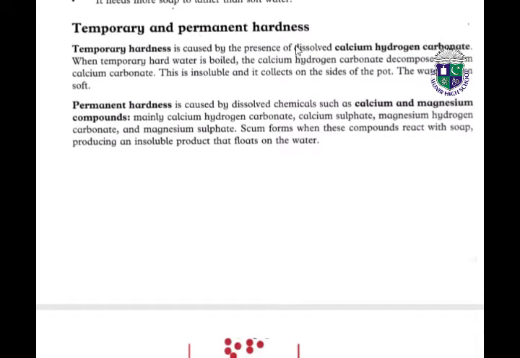Temporary and permanent hardness. Yes, we have hard water, and further it has two types: temporary hard water and permanent hard water. What is temporary hard water? It is caused by the presence of dissolved calcium hydrogen carbonate. So if it is present in water, it is called temporary hard water, temporary hardness of water.